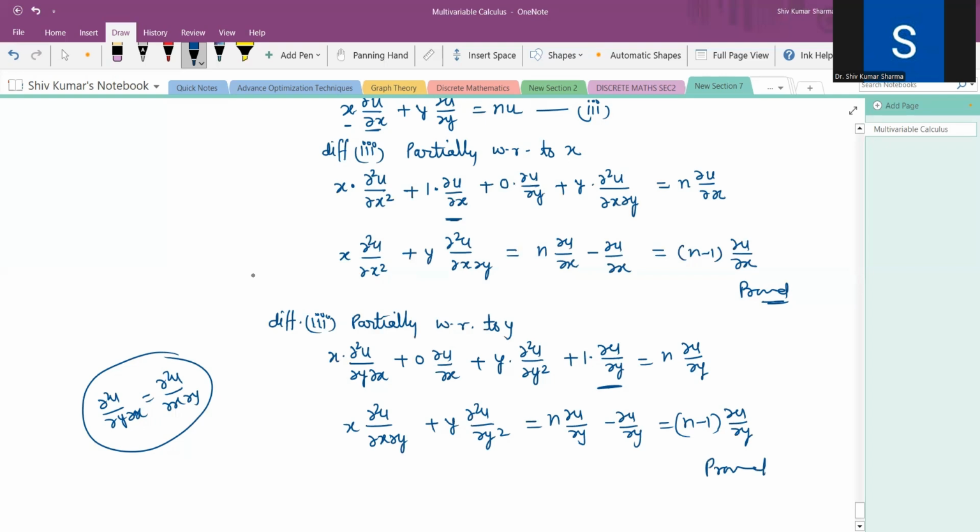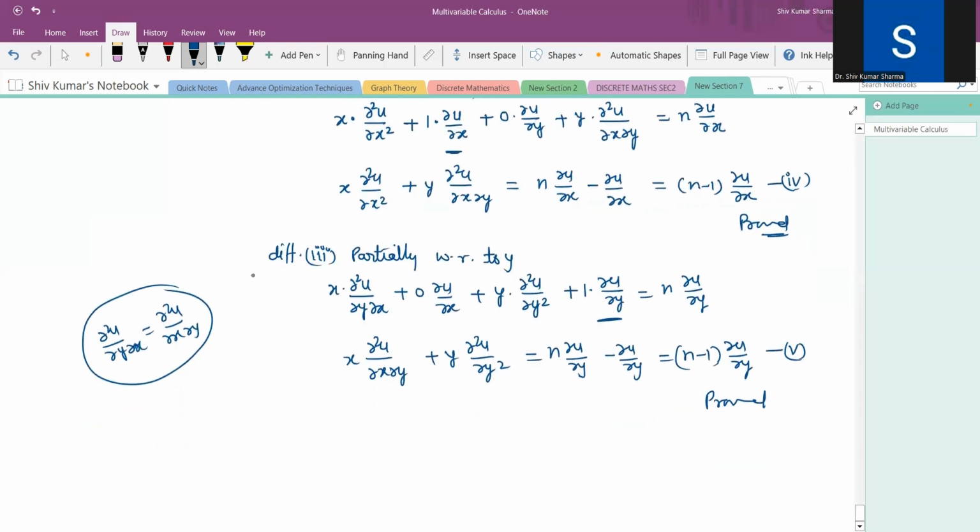So we have proved. Now we shall prove the third corollary. So we give equation number 4 to this one, and equation number 5 to this one. And we move further. That means multiply 4 by x and 5 by y and add.